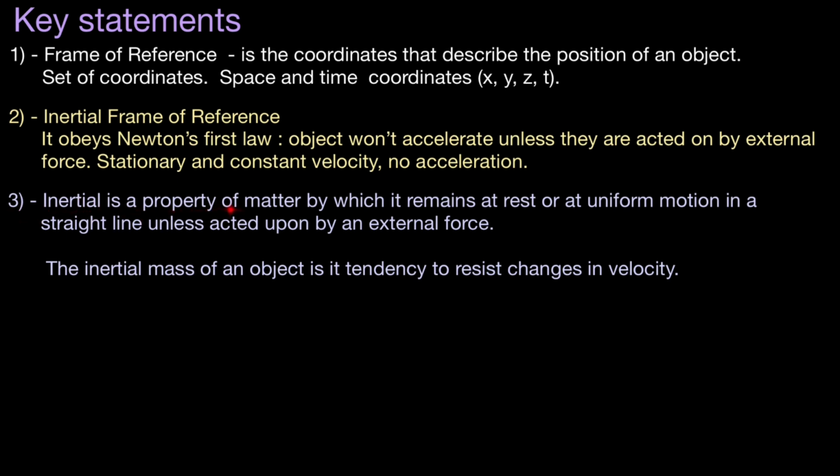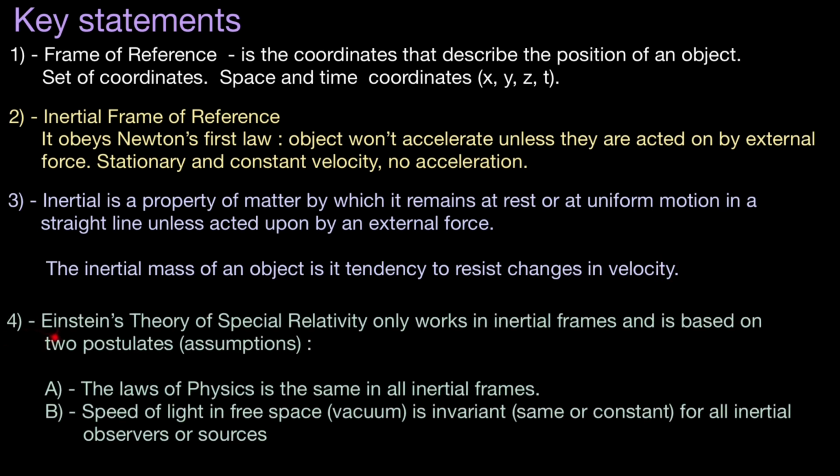Number 3, inertia. Inertia is a property of matter by which it remains at rest or in uniform motion in a straight line unless acted upon by an external force. The inertial mass of an object is its tendency to resist changes in velocity.